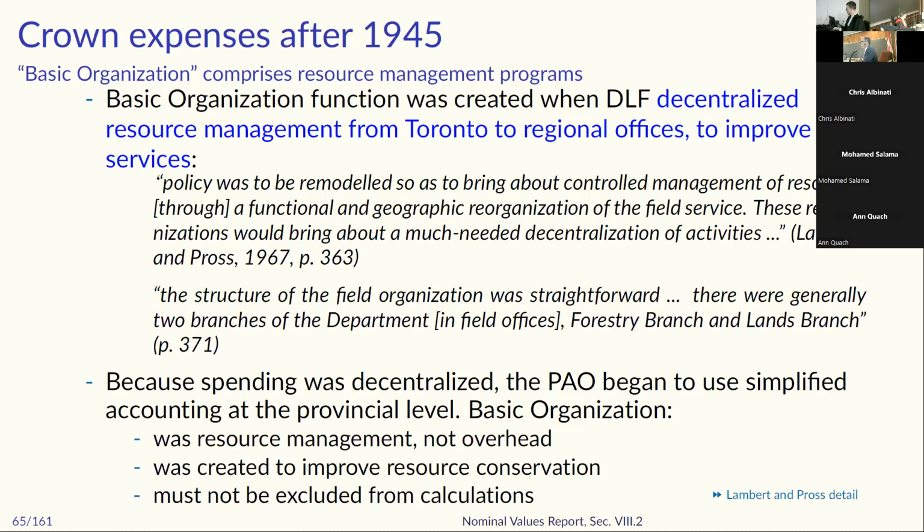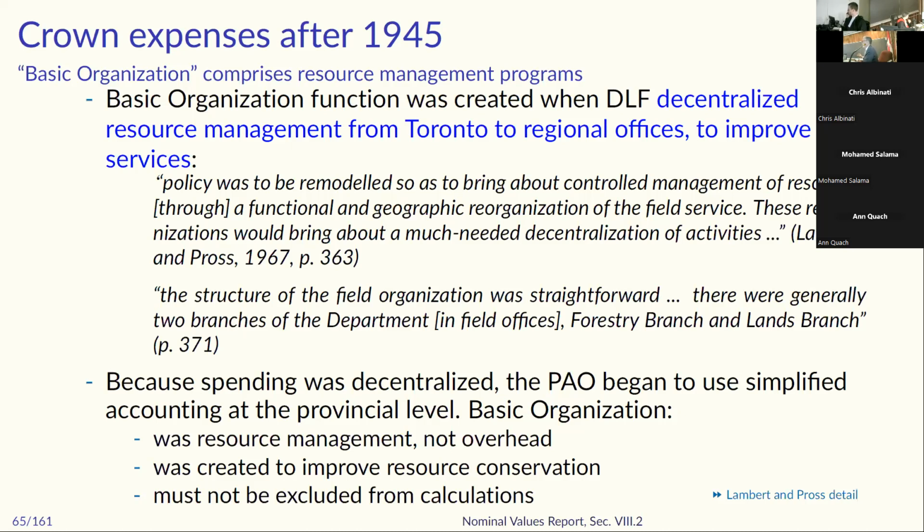These reorganizations would bring about a much needed decentralization of activities. So again, the administrative history supports the idea that decentralization from head office in Toronto to the district offices had the intent of improving resource management. Second quotation says, quote, "The structure of the field organization or basic organization was straightforward. There were generally two branches of the department in those field offices, forestry branch and lands branch."